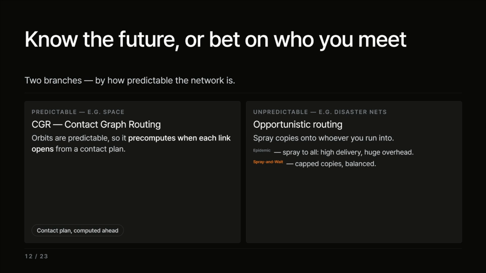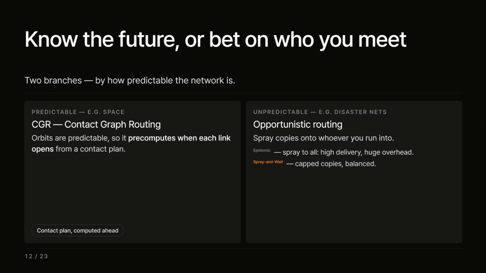CGR uses a contact plan, which is essentially a schedule describing when communication opportunities will become available. Instead of asking, where can I send this packet right now? CGR asks what communication opportunities will exist in the future. If that makes sense. That works very well in environments where connectivity can be predicted.